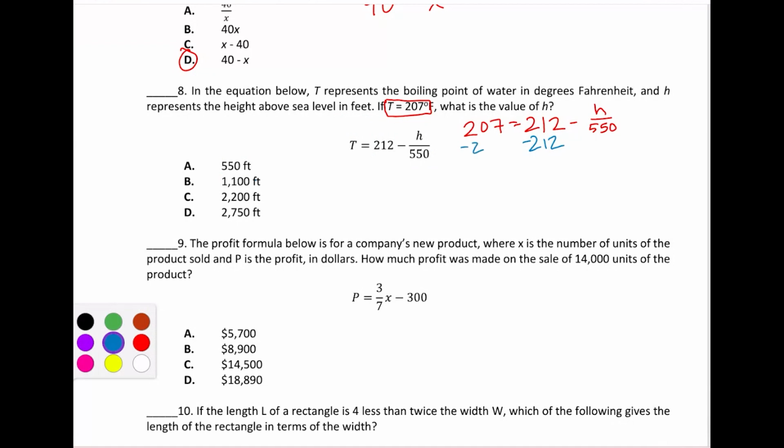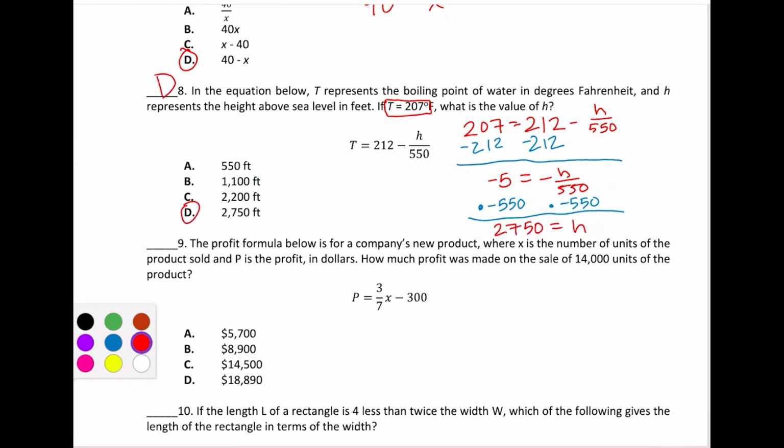You would subtract 212 from both sides. 207 minus 212. Let's see, 207 minus 212 is negative 5. So we get negative 5 equals negative H divided by 550. And we can multiply both sides by negative 550 to get our answer. So let's see here, negative 5 times negative 550 is 2,750. So our answer is D.